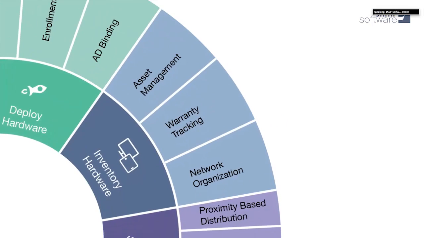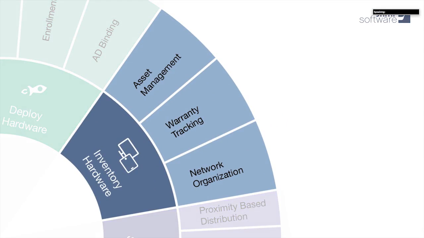Next in our wheel, we've got inventory hardware. So the first step of this is to look at asset management. That's why we've created an app called Recon that's part of the suite that will scan your network for any unmanaged Macs that you have. This is great because sometimes you start off without knowing really how many devices you have out there.